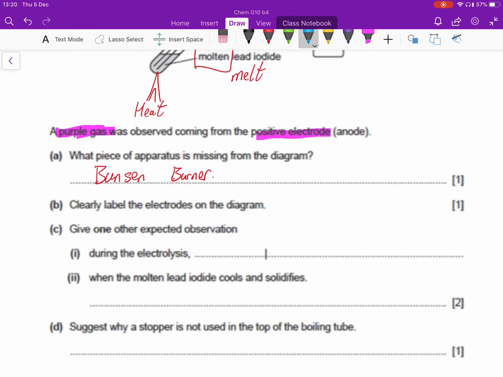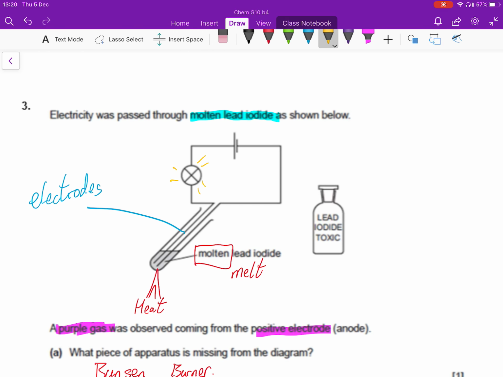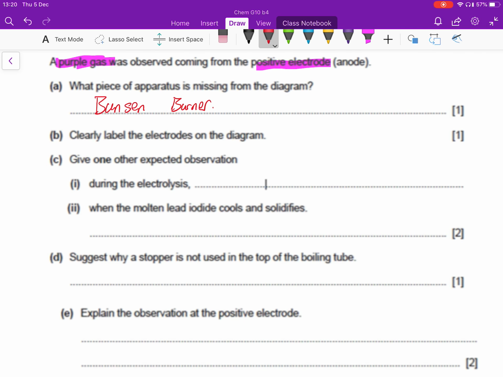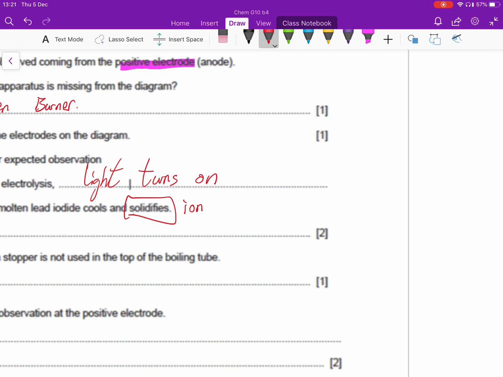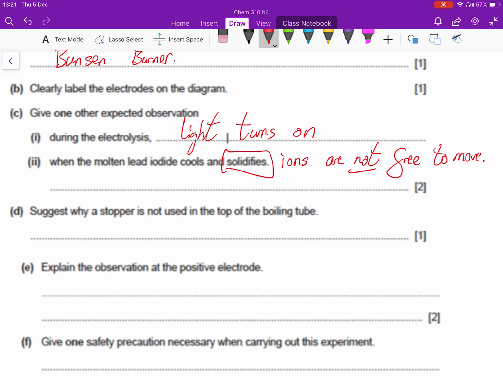Give one other expected observation during the electrolysis. Well, like with the previous question, we've got a light bulb, and so that is going to turn on when electrolysis is happening. Light turns on, and when the molten lead iodide cools and solidifies, the ions are not free to move. Now, if the ions are not free to move, then there can't be anything carrying a charge, so you can't get a conduction of electricity. So if there's no electricity, the light turns off.